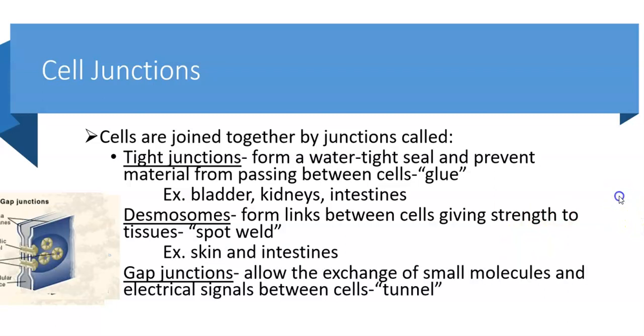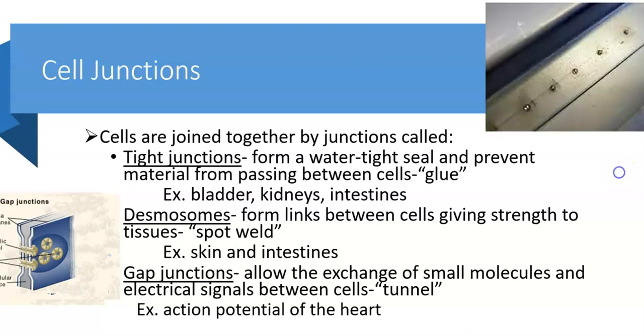This is going to be our next type, called gap junction, and these are like little tunnels that allow electrical signals to pass from one cell to another, also small molecules. So these are our three main types. Tight junction really prevents water. Desmosome, the key word is spot weld, and gap junction is more like a tunnel that connects the two cells. And we see that in our heart when it does its action potential.